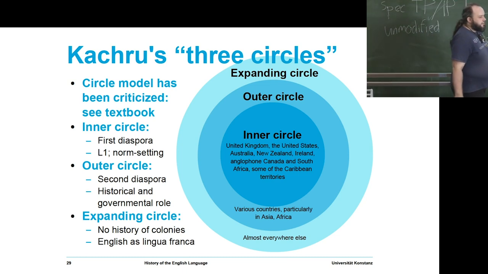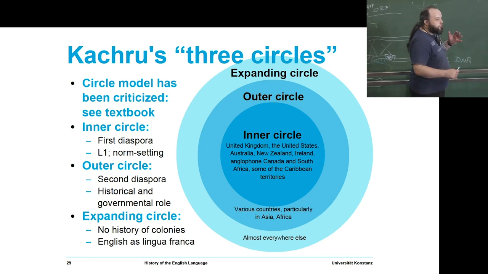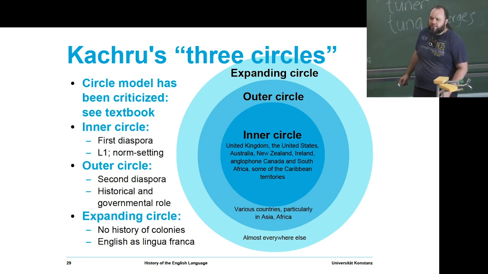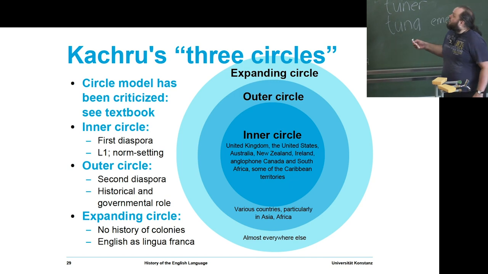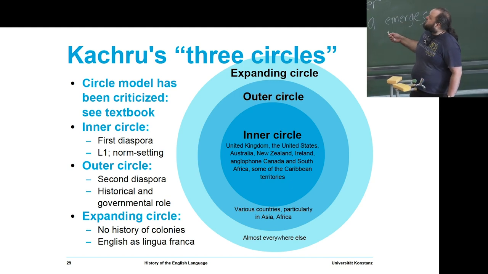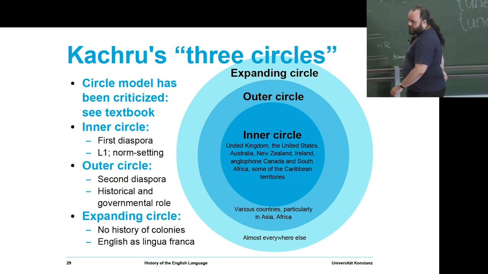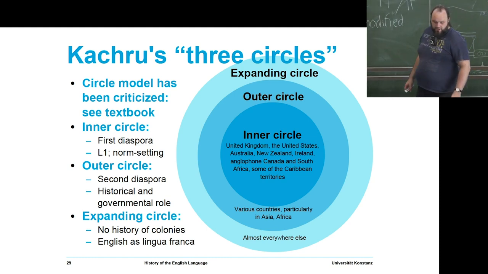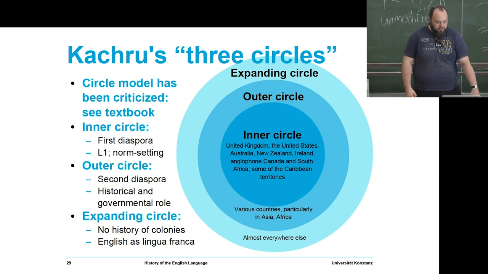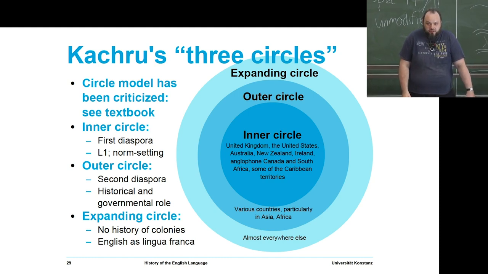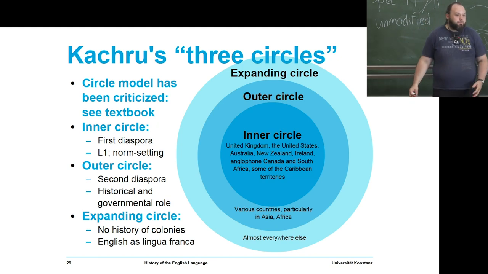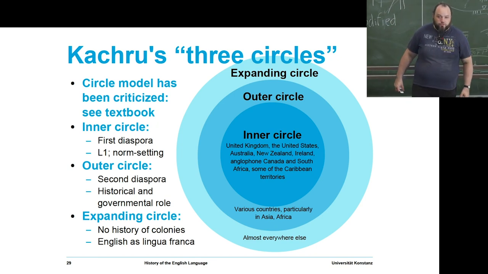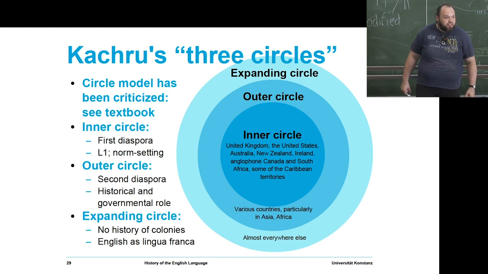Broadly speaking, this model is a kind of historical representation of the different varieties of English and how they got where they are. So you've got an inner circle in this model, and the inner circle countries in Kachru's model are the places where basically English has either always been spoken, in the case of the United Kingdom, and I say always, but even that we need to take with a pinch of salt, because remember, before the 5th century, there wasn't any English there either.